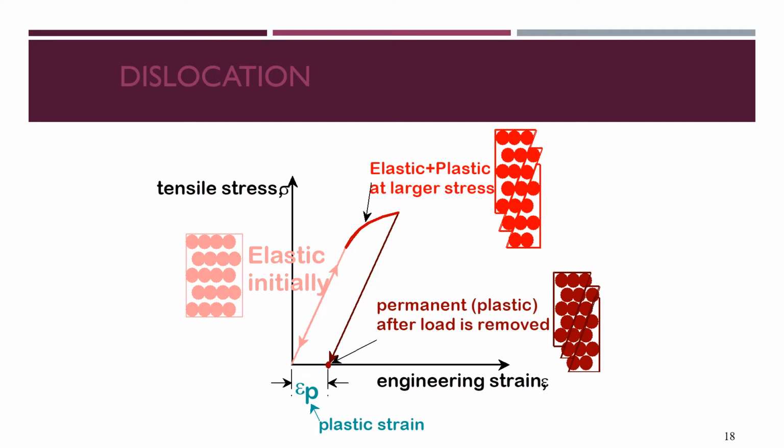Here is what actually happened during the tensile test. At the first stage, which is the elastic stage, this is how the atoms look. And then at the elastic-plastic stage, the atoms will dislocate and slip due to the larger stress applied. And lastly, before it fractures, or before the permanent plastic deformation after the load is removed, the material or the atoms will permanently dislocate and break.